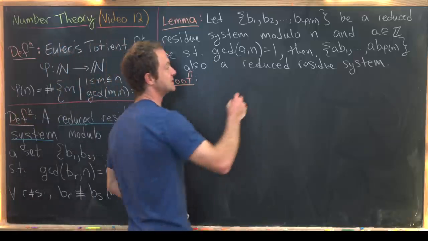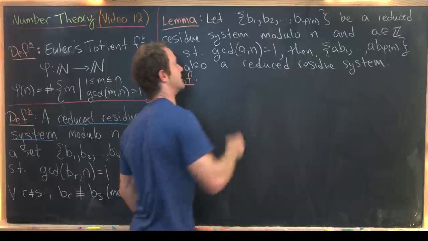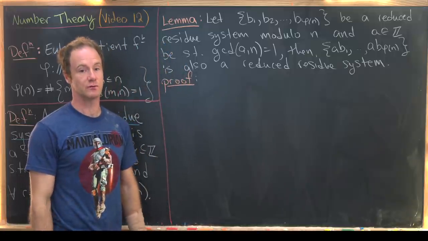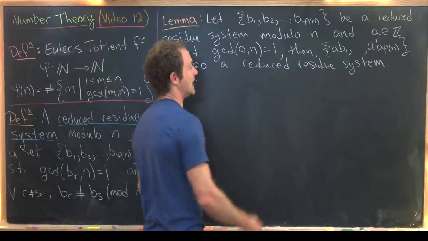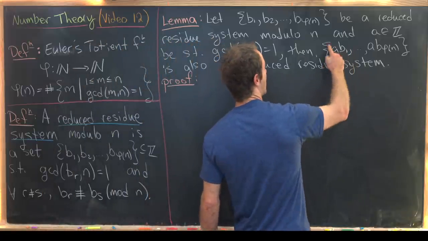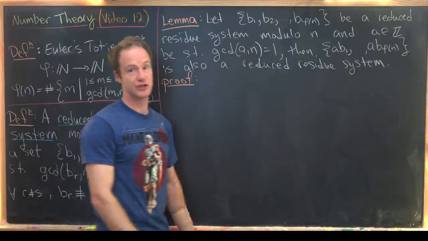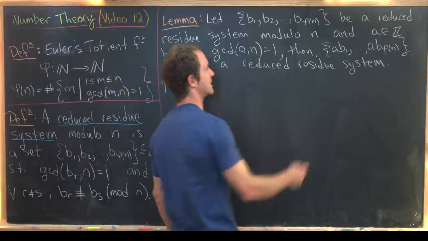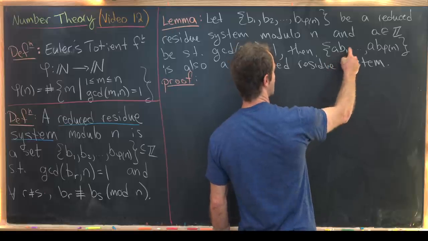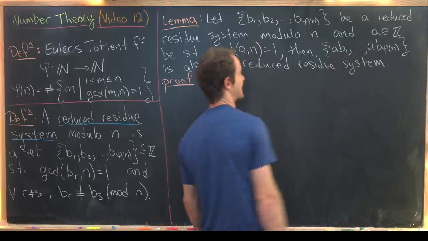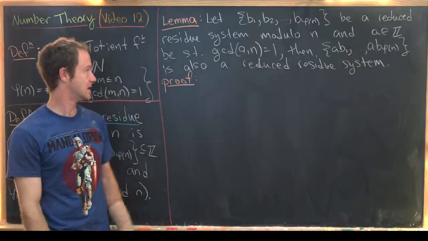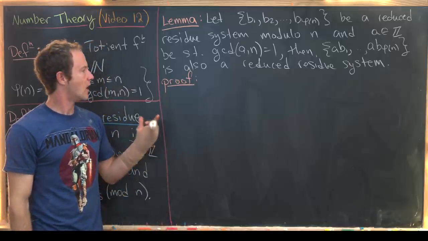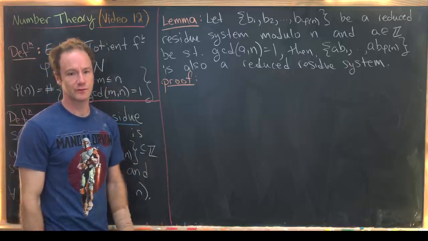Then from these two parts, this integer and this reduced residue system, we can construct a new reduced residue system. And that is given by all a multiples of our original reduced residue system. To be more specific, the set a times b1, a times b2, all the way up to a times b phi(n), is also a reduced residue system.